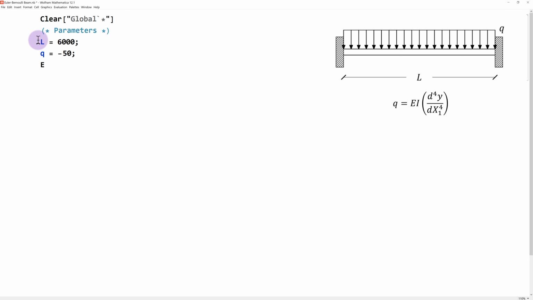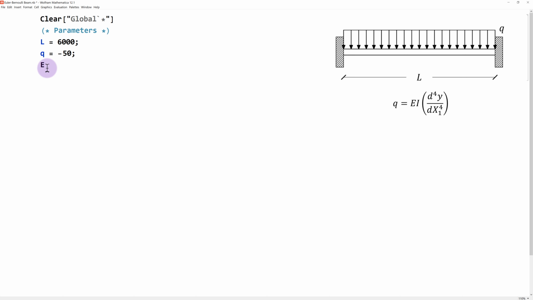So the fact that the L is blue, it's good. It means that I can define it as 6,000. Same with Q. Q is blue, which means I can define it as negative 50. E, however, by itself, it's black, meaning that it's already a previously defined function or variable in Mathematica. Therefore, I can't just go E, that'll create a problem.